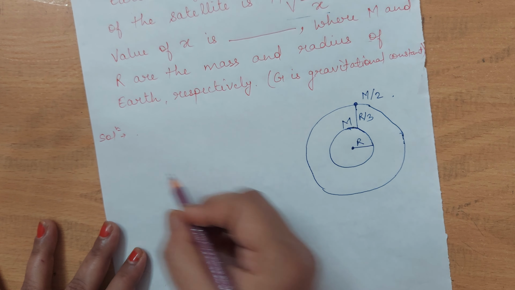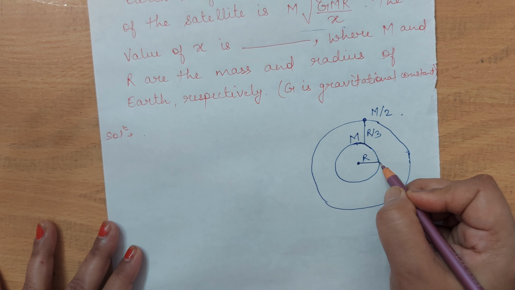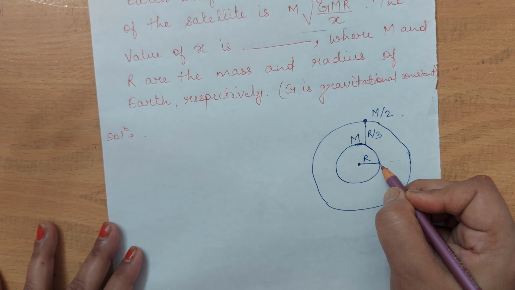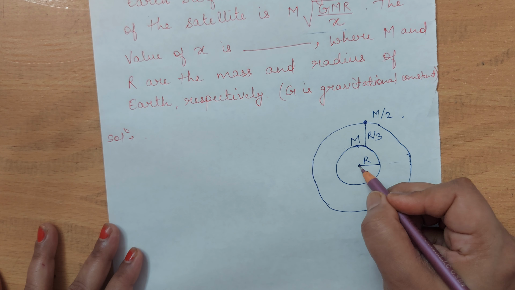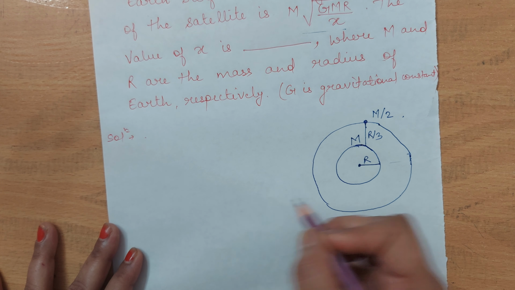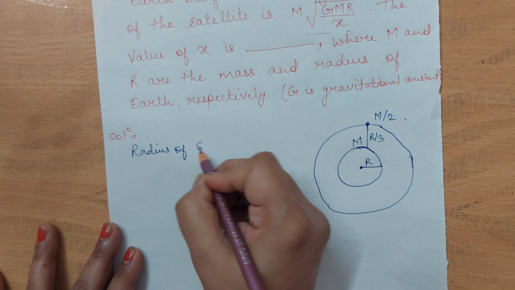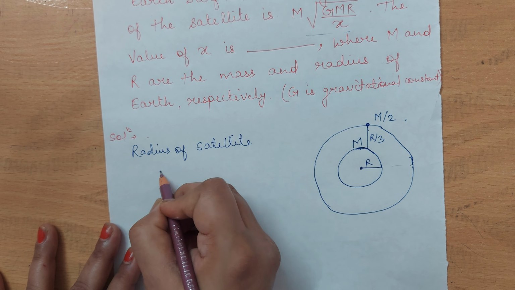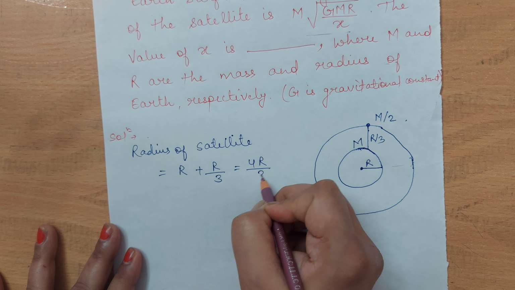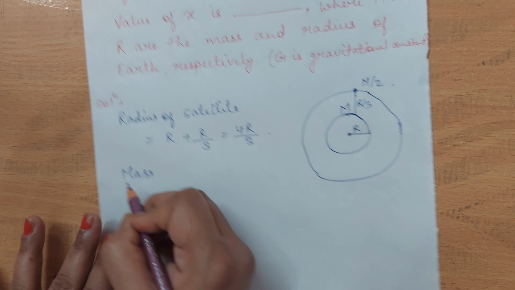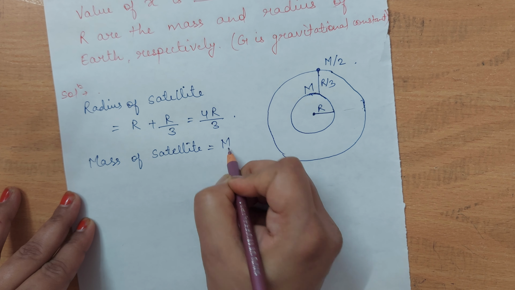So, we have to find the angular momentum of the satellite. First of all, Earth is of radius r, and r/3 is the height from the Earth to the satellite. So finally the distance of the satellite from the center of the Earth will be the radius of the satellite. So radius of satellite is equal to r plus r/3, which is equal to 4r/3. Also, mass of satellite is given in the question as m/2.